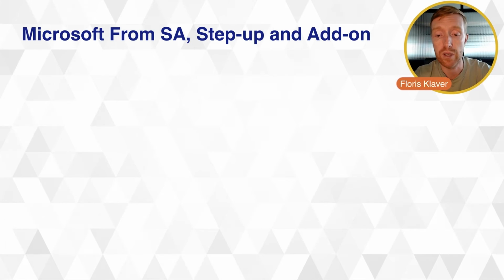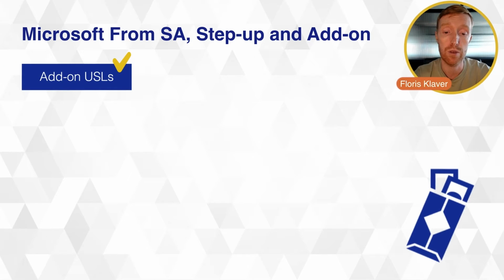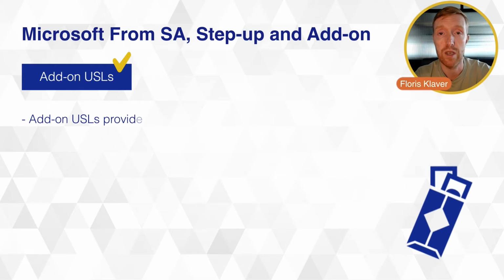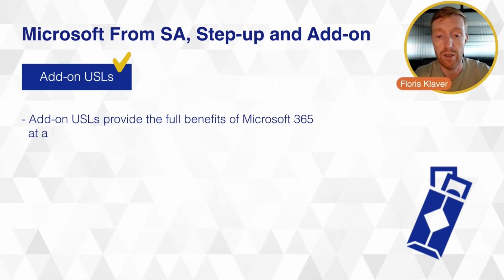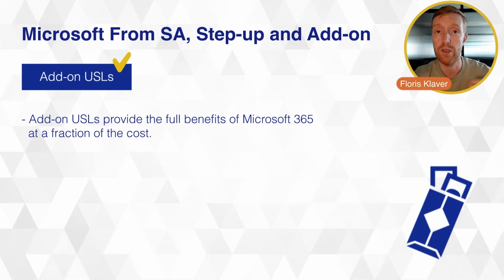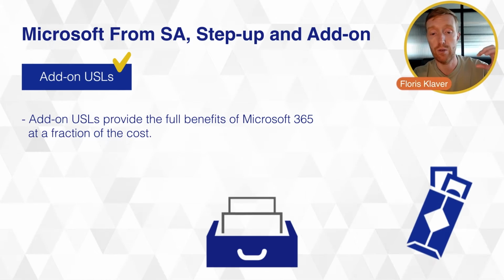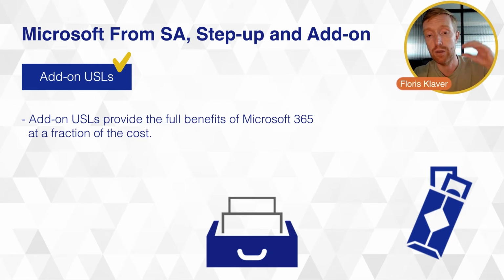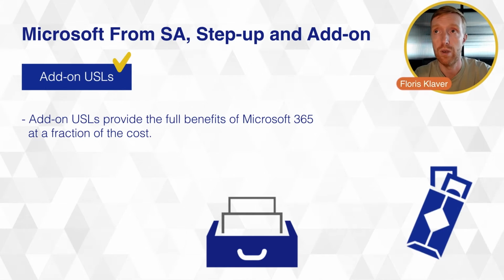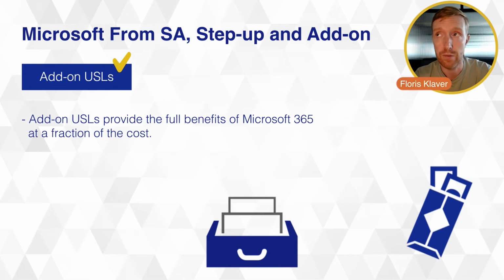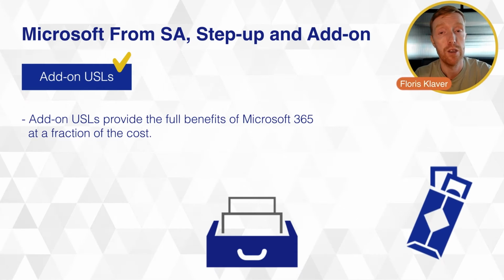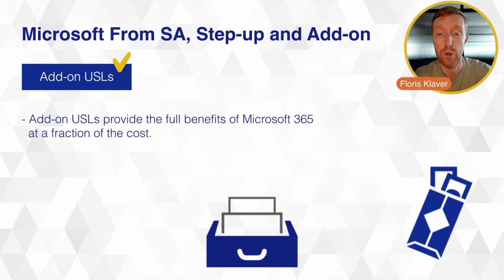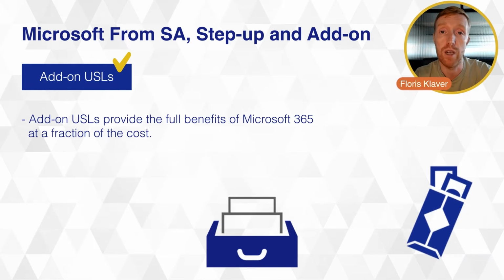And next to full USL and From SA USLs, you have add-on user subscription licenses, and add-ons are basically licenses that you can stack on top of other licenses. So either it being an on-premise license where you stack an add-on on top to unlock cloud services, or a cloud service that you stack on top of another cloud service to unlock additional functionality. For instance, if you buy M365 E3, you can assign an add-on for Teams Phone System Standard to unlock the voice capabilities of Microsoft 365.